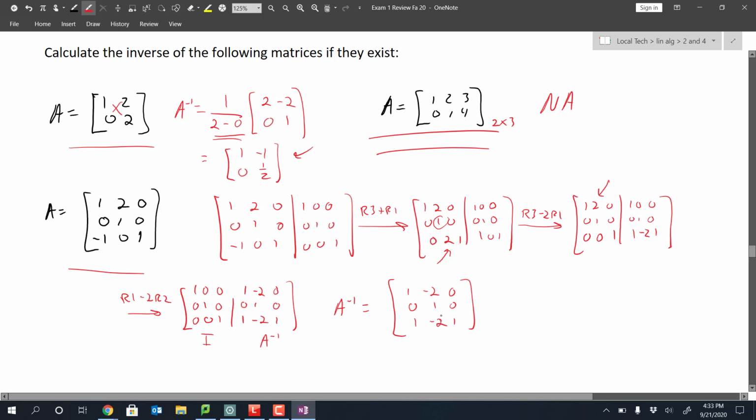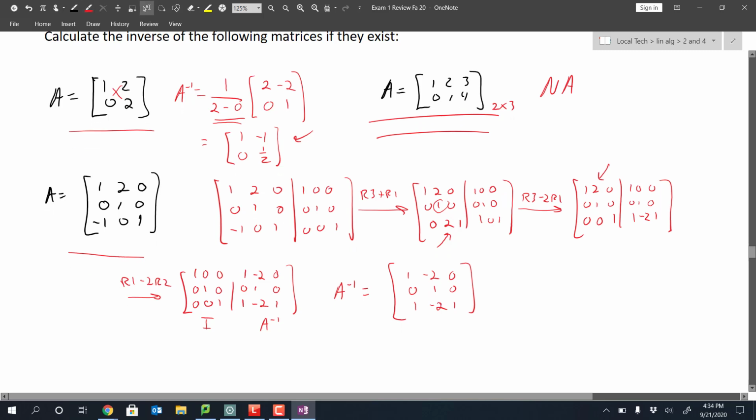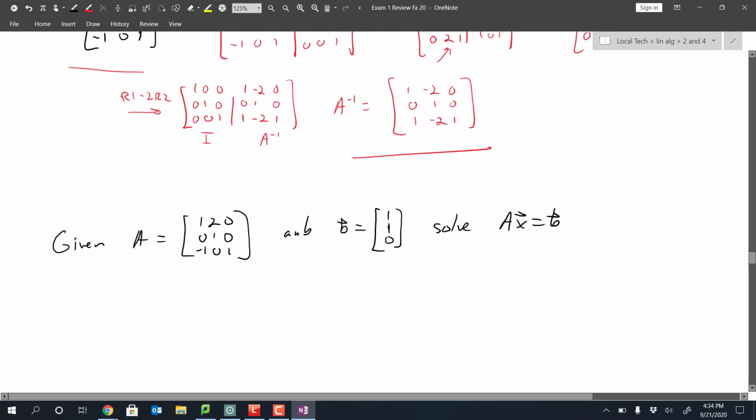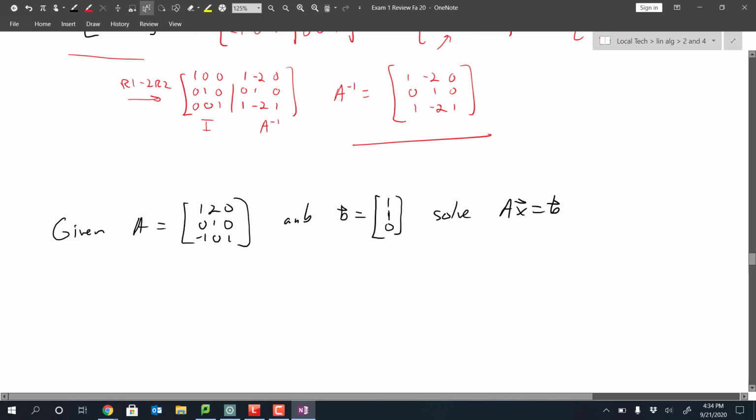And once again, if I had time on the exam, I could always multiply that by A to see if I get identity or not. So there's my inverse. Next question is use the inverse. Given that matrix and some vector b, I want to solve Ax equals b. And on the exam, it might be even more explicit. It might say use the inverse to solve.